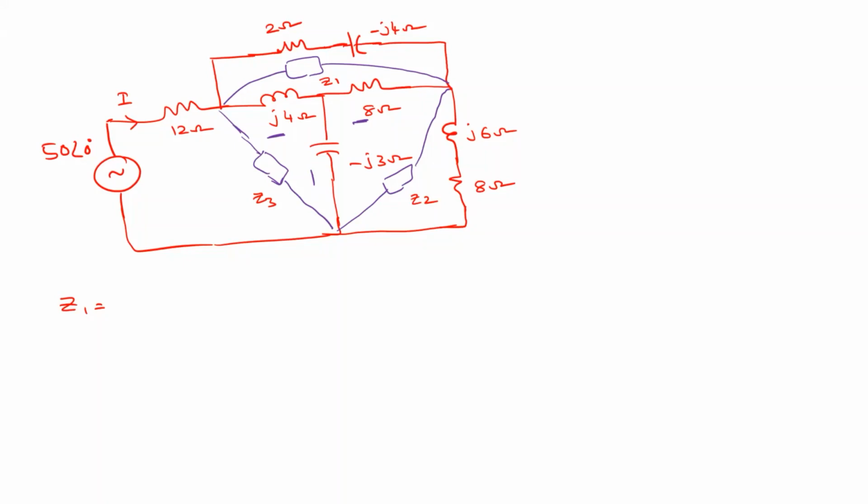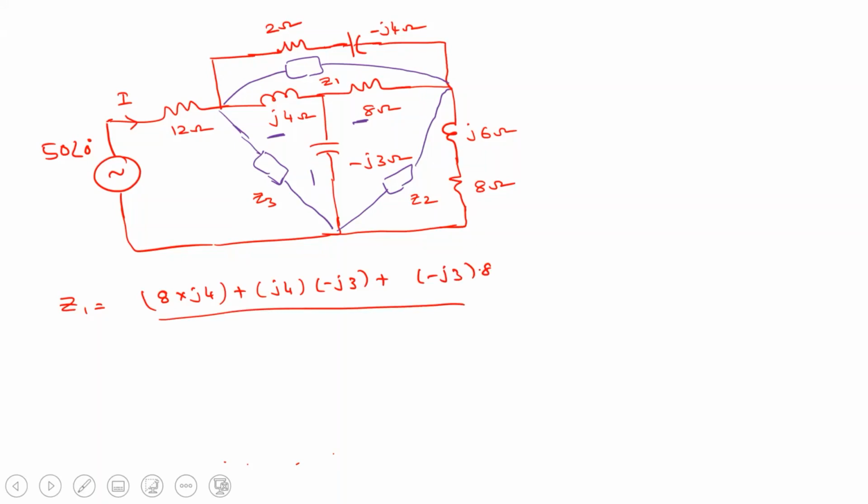What is the formula for Z1? The numerator is 8 into J4 plus J4 into minus J3 plus minus J3 into 8, right? Agree? So what is the denominator? 8 plus J4 minus J3. Minus J3, right? Clear? No confusion, right?